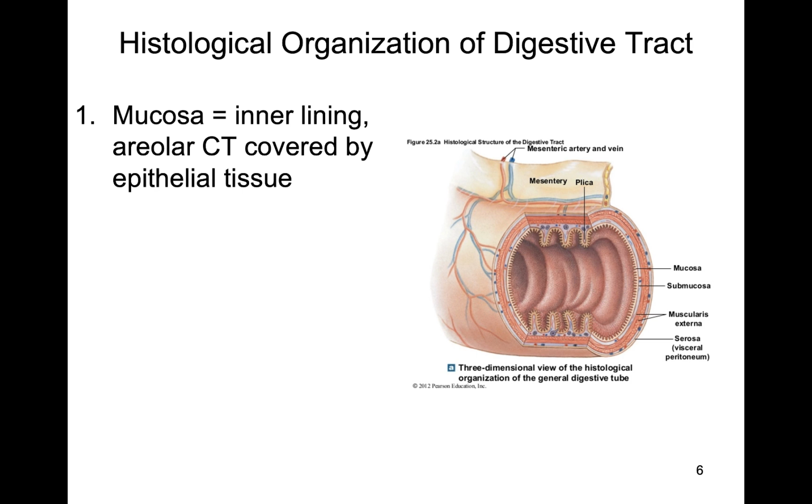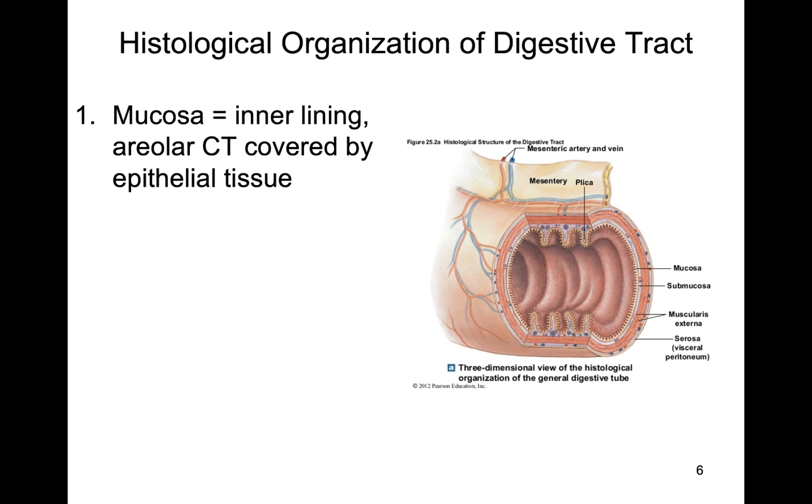And these are found wherever you have your digestive tract. You can say, so your esophagus, your stomach, your small intestine, your large intestine. So these three major layers, it's the same throughout. So this layer, mucosa, the inner layer, it's made up of connective tissue, and then there is epithelium.